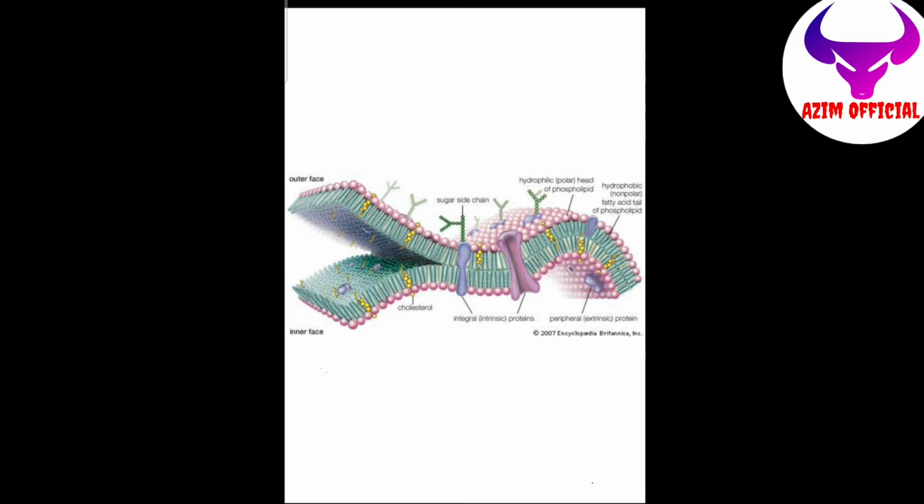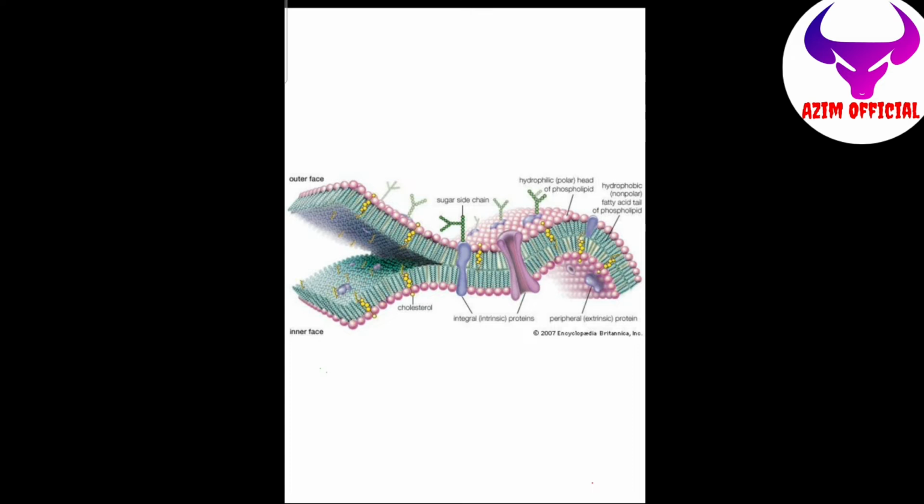Many of the channels can be opened or closed by the gates that are regulated by the electrical signals or chemicals that bind to the channel proteins. So if you are asked about the characteristics of the protein channel, you will say, sir or ma'am, these protein channels are selectively permeable. They don't allow all substances. Certain substances are allowed.